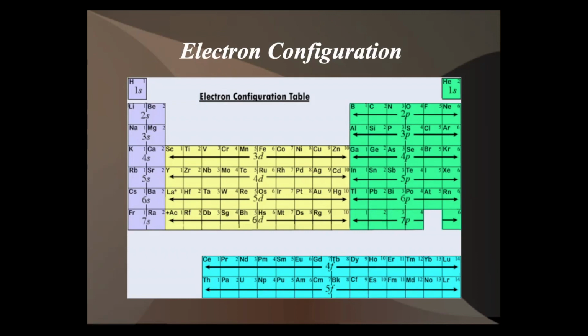If you had a very large element, with 117 electrons, would you be filling up all the p's and then the d's? Yeah, you do the d's, that's right.